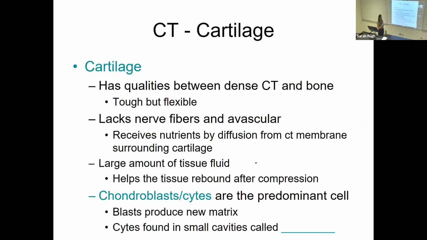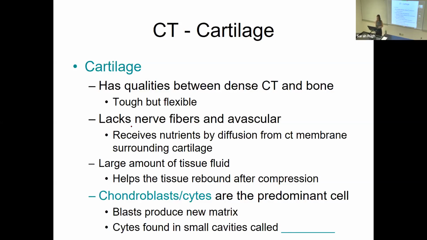Now another kind of connective tissue, so remember we have connective tissue proper, cartilage, bone, and blood. So another kind of connective tissue is cartilage. And we have lots of different kinds of cartilage, 3 different kinds. Cartilage is sort of in between a dense connective tissue and bone. So it's really tough, like a dense connective tissue, but it's just not quite as hard as bone. So it's sort of in between the two.